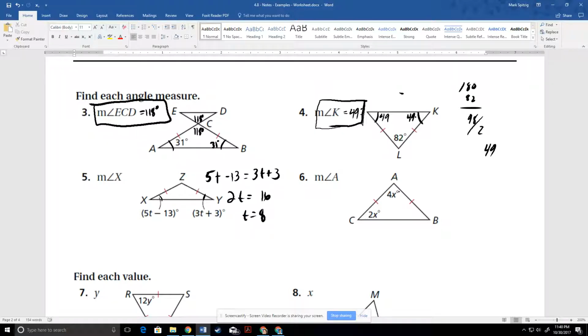We're trying to find angle x, so I go ahead and plug it back in. We get 8 times 5 is 40, minus 13 is 27 degrees. So let's put it up here, equals 27 degrees.